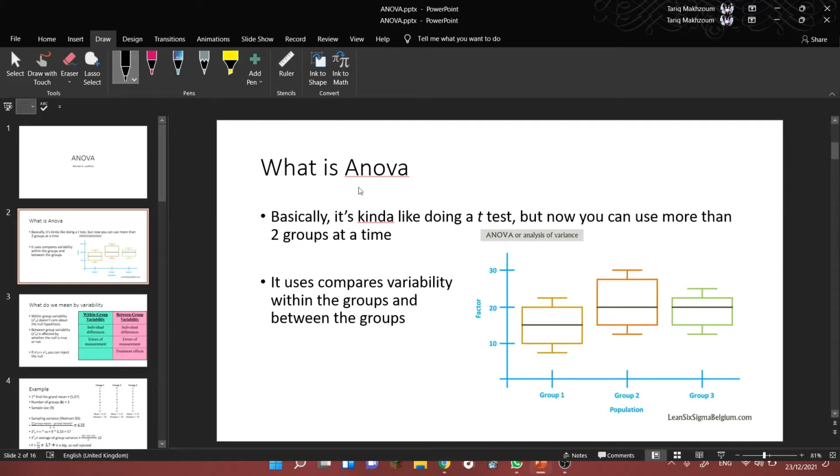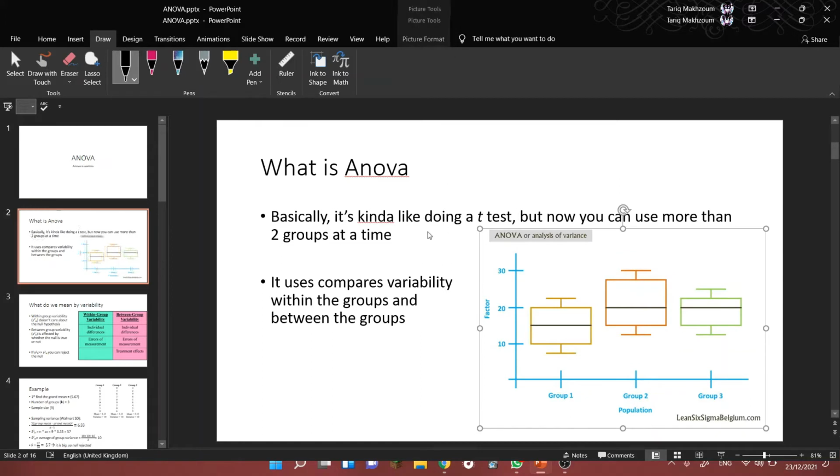So what is ANOVA? ANOVA is another comparison test, kind of like a t-test. But the thing about ANOVA is that you compare more than two groups at once. With a t-test it's only two groups, whereas with ANOVA you can compare 3, 4, or more than two groups. Right? And so how does ANOVA work?